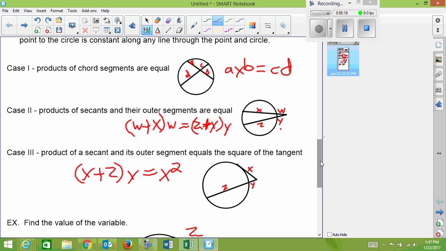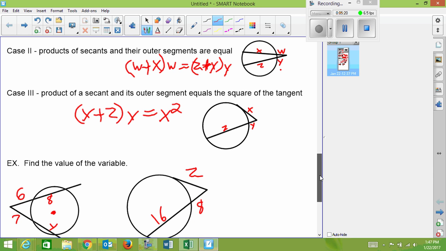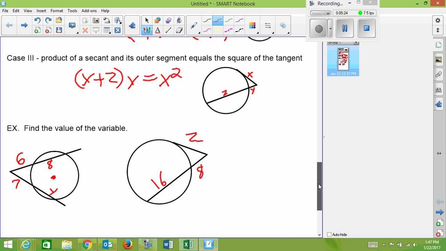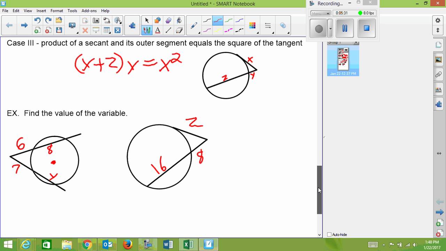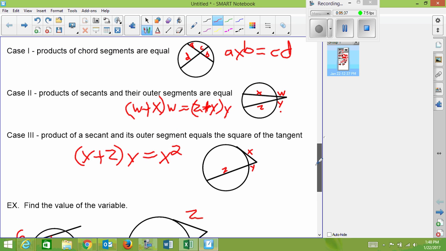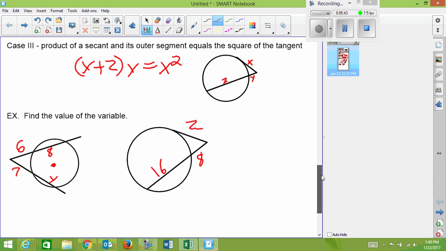So then I have an example to go through where we're going to use these rules. It very simply says find the value of the variables. So I need to find y and I need to find z. And I'm going to do y first. If you go back up here and look at which rule it is, it's got to be the case 2 rule. So the products of secants and their outer segments are equal.